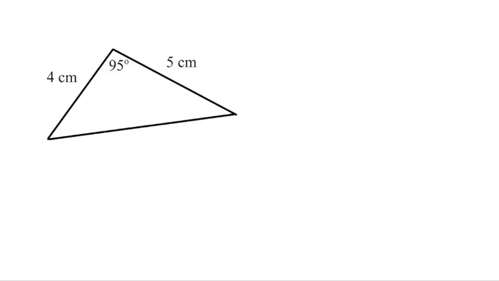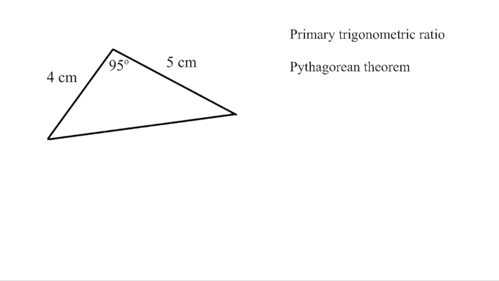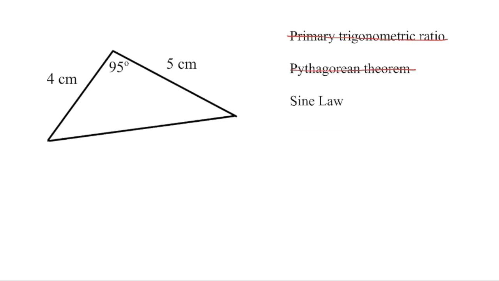If we had to solve this triangle, we can't use a primary trigonometric ratio or Pythagoras' theorem because we don't have a right triangle. To use the sine law, we need at least one pair of opposites where we know both the angle and the side across from it in order to set up those ratios.